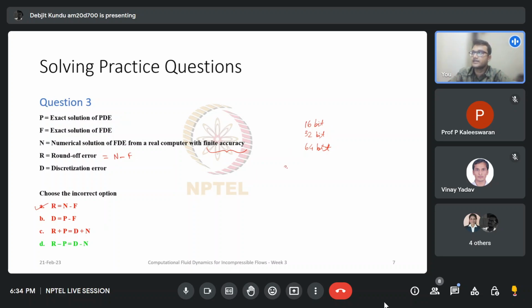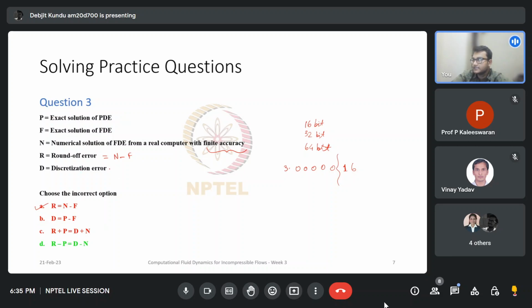So let's say there is some 3.0000016. Due to limitations of the device, we may have to cut off this 16 and work with the remaining part. This is where the round off error comes into the picture, and it keeps adding up as we go forward using our algorithms. So round off error equals the numerical solution minus the exact solution of the FDE, that is N minus F. Option A is correct. Then if we come to option B, D equal to P minus F.